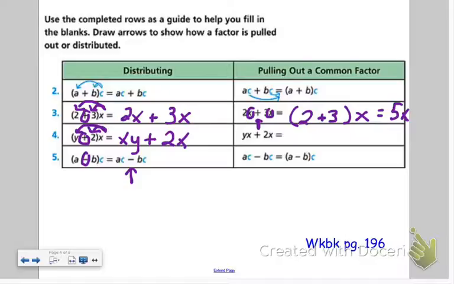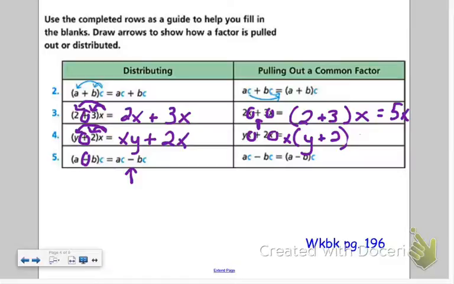Let's see, yx plus 2x. It looks like, again, x is my common factor, so I'm going to put the y plus the 2 in the parentheses, and I'm going to put the x on the outside of the parentheses. Also keep in mind that the x doesn't even have to go at the end. I could decide that I'd rather have the x in front of the parentheses. It does not matter as long as the common factor is just outside the parentheses, either to the left of it or the right of it.